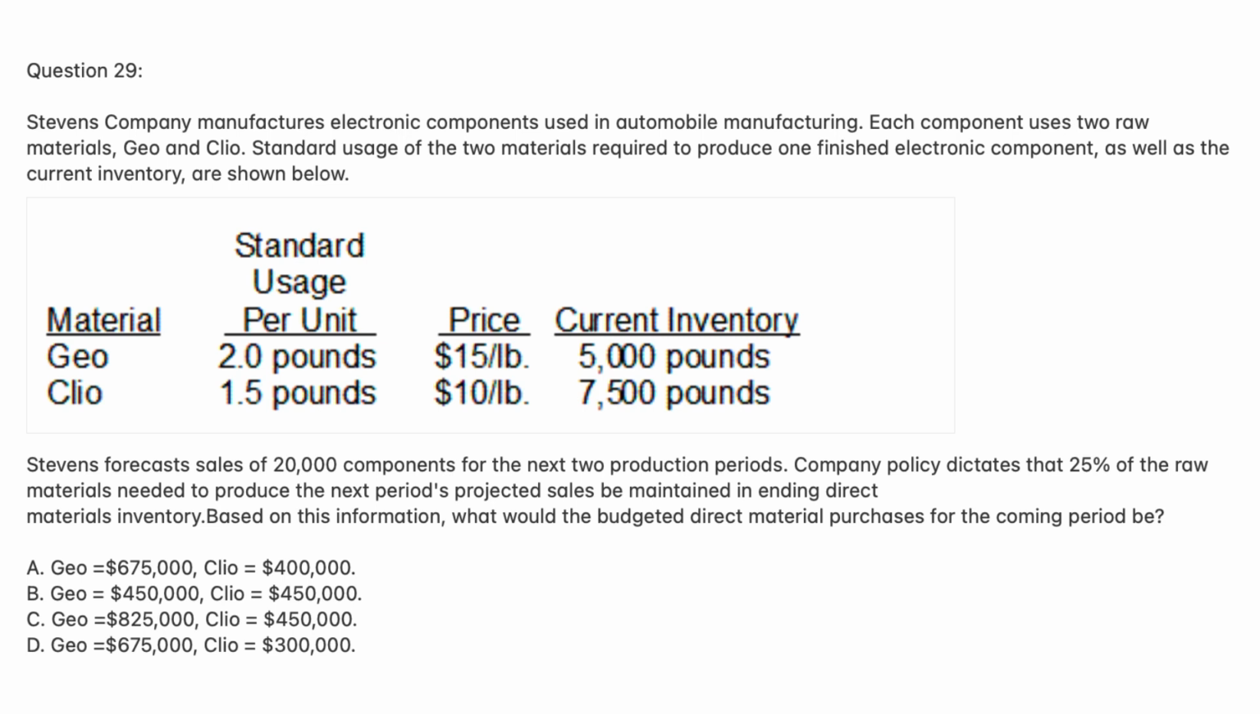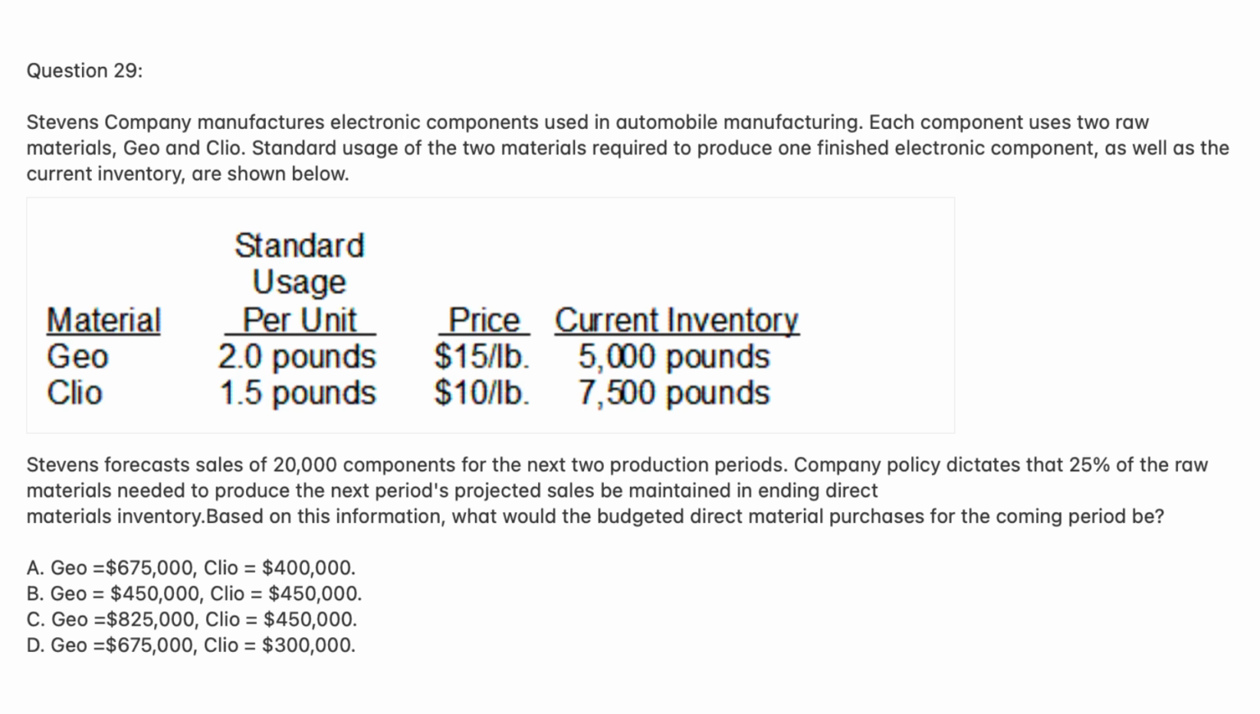Question 29. Stevens Company manufactures electronic components used in automobile manufacturing. Each component uses two raw materials, Geo and Clio. Standard usage of the two materials required to produce one finished electronic component, as well as the current inventory, are shown below. Stevens forecasts sales of 20,000 components for the next two production periods. Company policy dictates that 25% of the raw materials needed to produce the next period's projected sales be maintained in ending direct materials inventory. Based on this information, what would the budgeted direct material purchases for the coming period be?